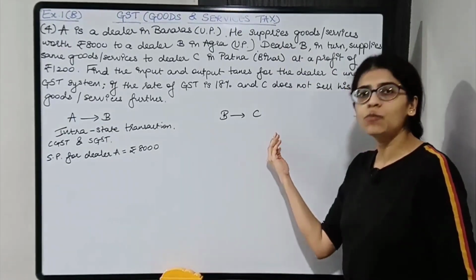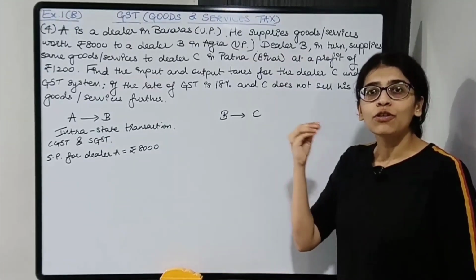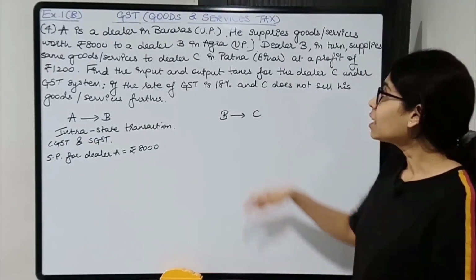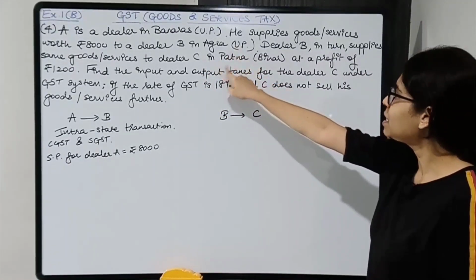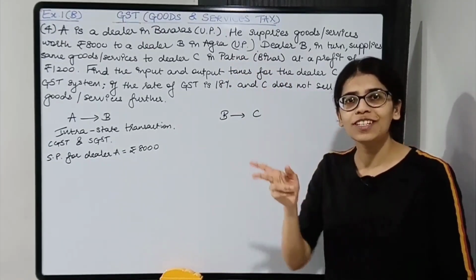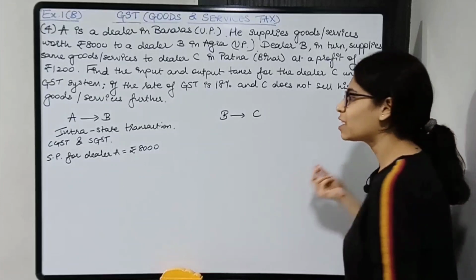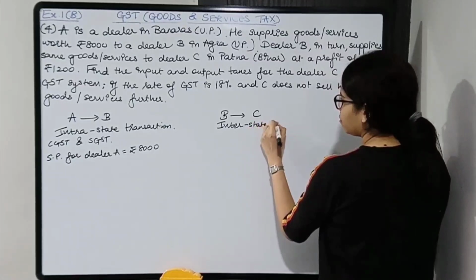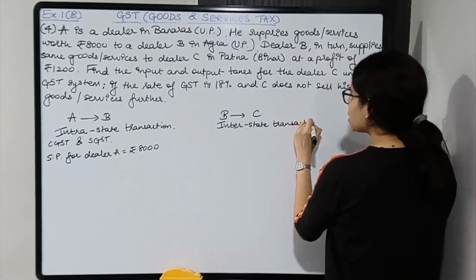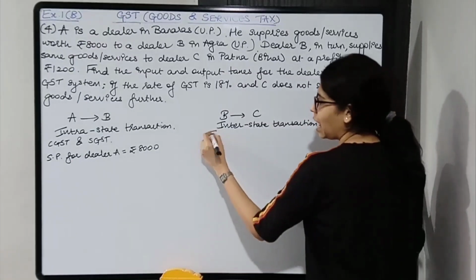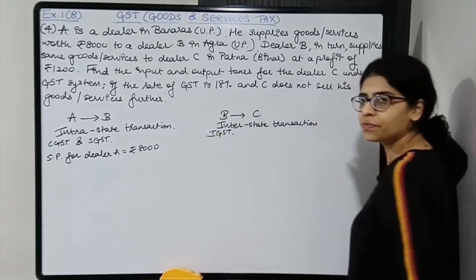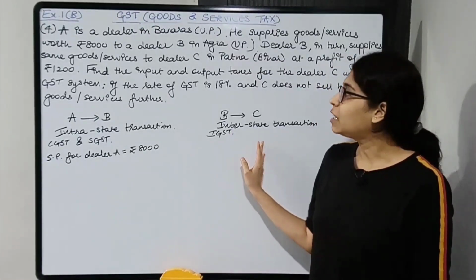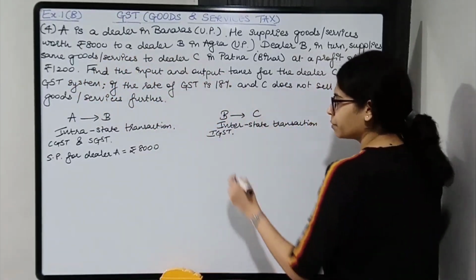Now B is selling the same goods to C by making a profit of rupees 1,200. Before that, which type of transaction है? B is in UP and C is in Bihar. So two different states, so it will be interstate transaction, right? Interstate transaction में which type of GST is applied? IGST, integrated GST. ठीक है. Now B is selling to C by keeping a profit of rupees 1,200.